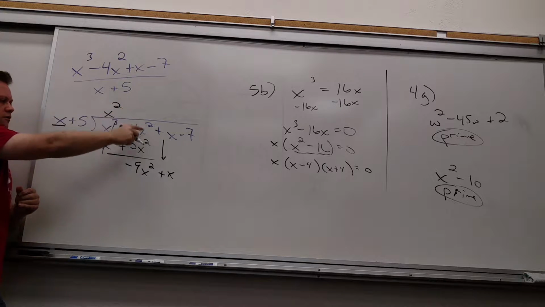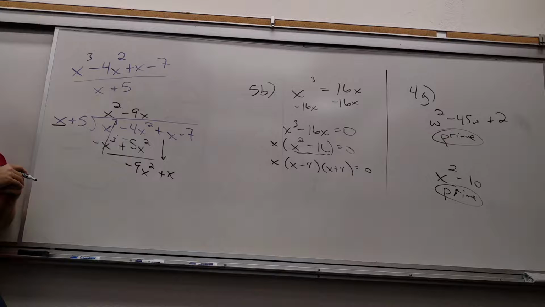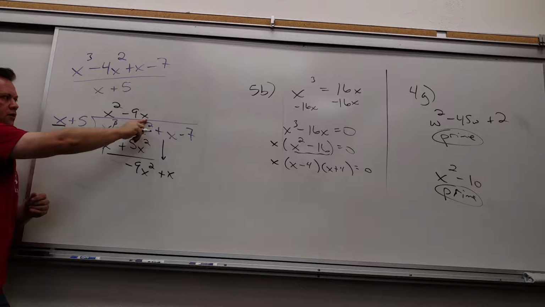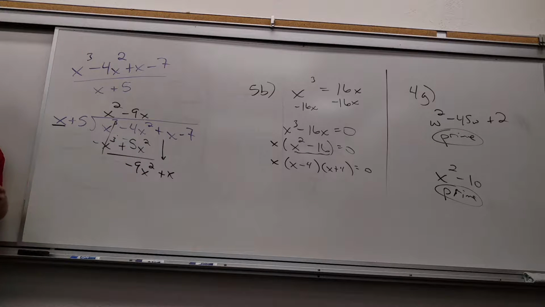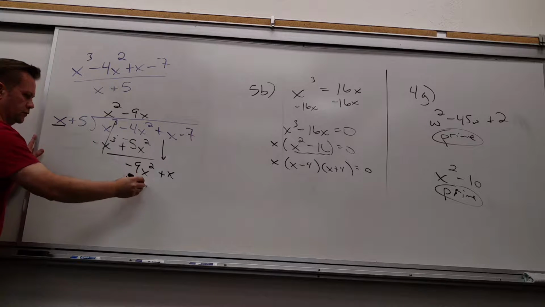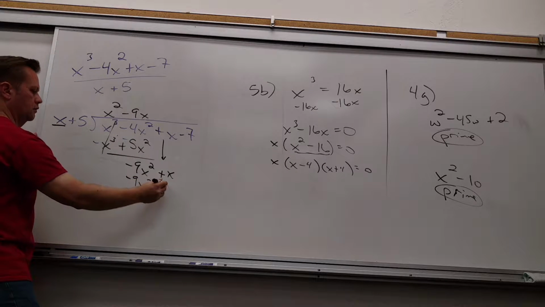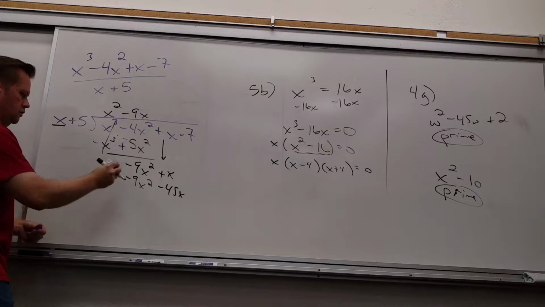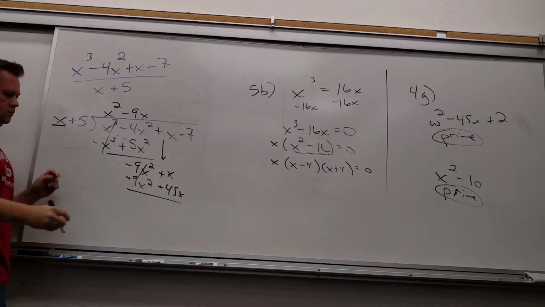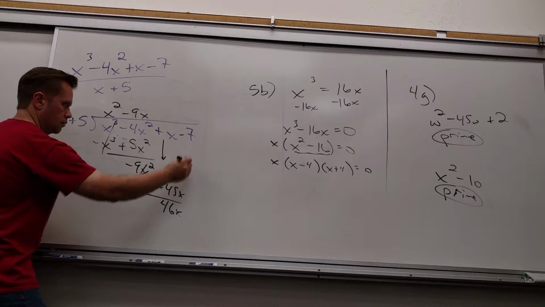X times what is negative 9x squared? Negative 9x. Right? You have an x, times what? Well, I need a negative 9 and then another x to make it x squared. That's how you piece it together. So negative 9x times x is that, of course, because that's where we got it from. And negative 9x times 5 is negative 45x. And then you change the signs. Those cancel like you're supposed to. Then 45x plus x.